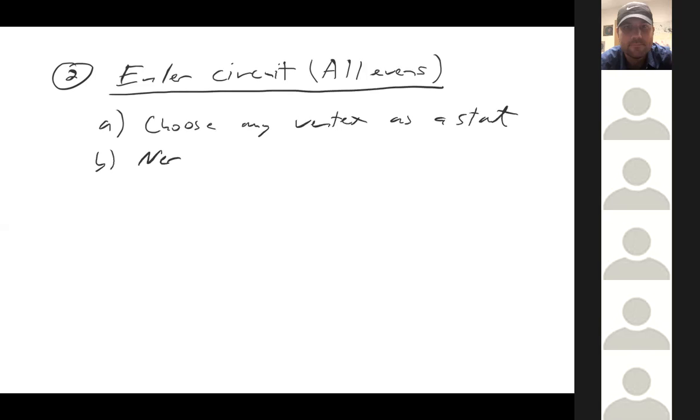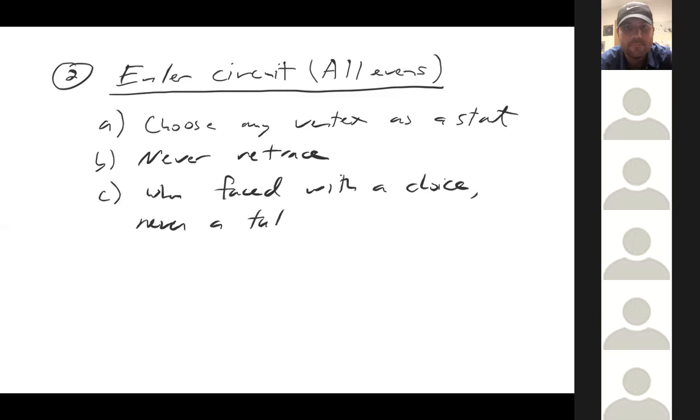Never retrace. So basically, once you've used one, you kind of cross it out in your brain. You can't use it again. And when faced with a choice, never take a bridge. Now, if you don't have a choice, you can take the bridge, because sometimes you don't have a choice. The only choice you have is a bridge. This is only when faced with a choice you don't take a bridge. Like if you have two options, you don't choose the bridge.